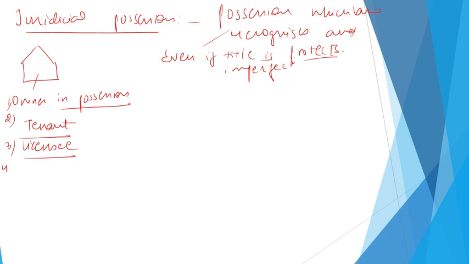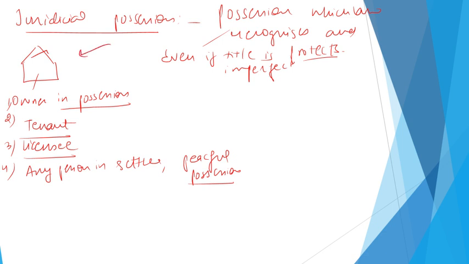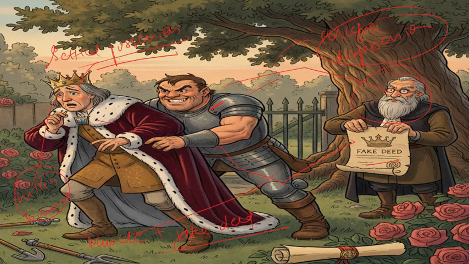Or any person in settled, peaceful possession. Peaceful possession is also recognized by the court, even though you do not have the title, but you have been staying in this particular house for a long period of time and there was no dispute. Suddenly after 10 years, nobody can come and evict you. Here in this case, as I took the example, the king has been staying here for a period of 12 years.